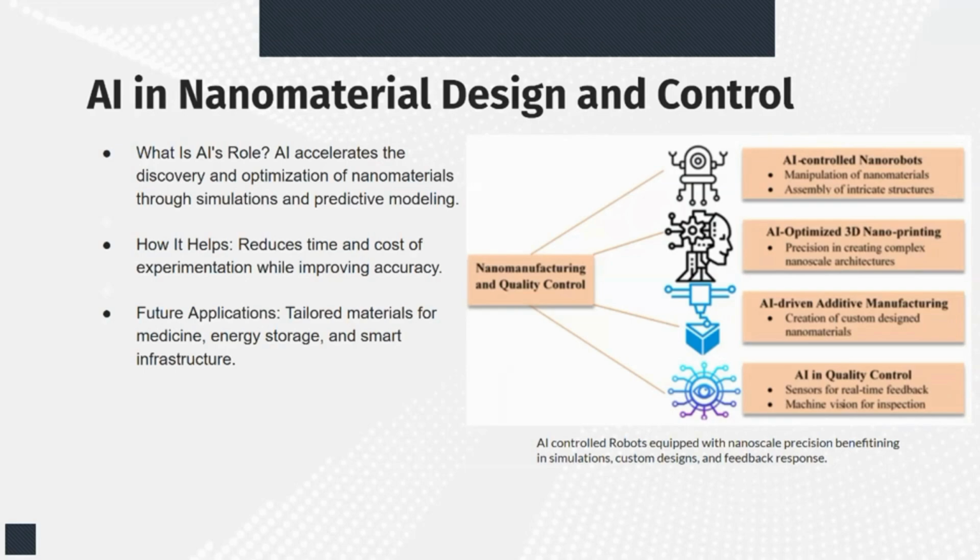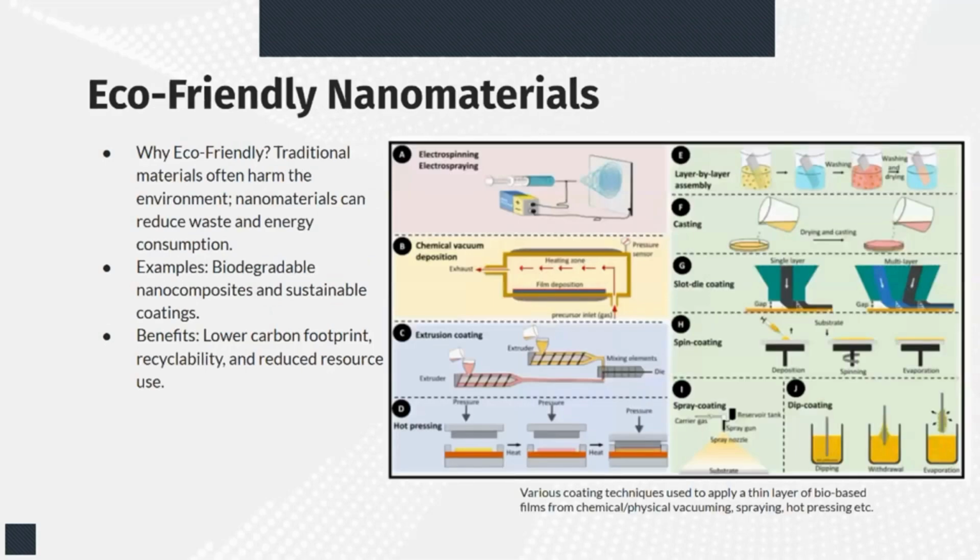For example, if you look at the image on the right, you can see how nanomanufacturing works with a whole bunch of different AI control robots, AI in optimizing 3D nano printing, AI driven additive manufacturing, and AI in quality control. With this nanoscale precision, it will once again benefit simulations, custom designs, and feedback response.